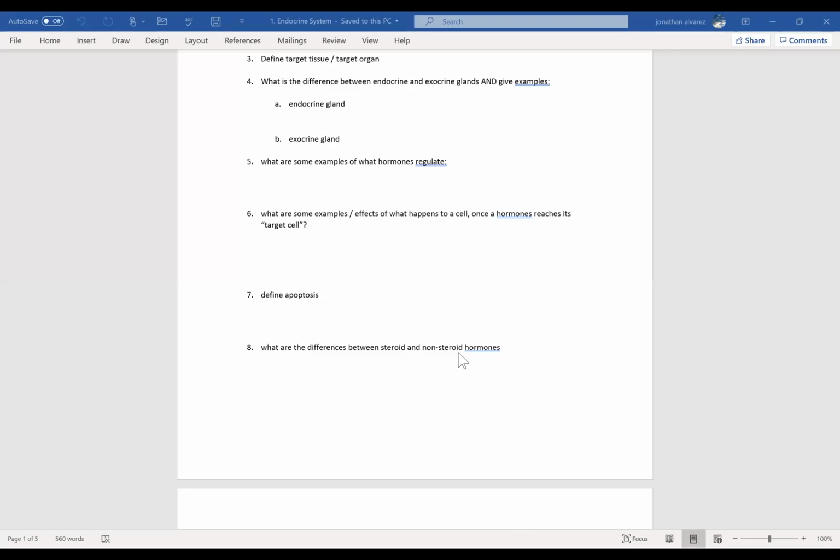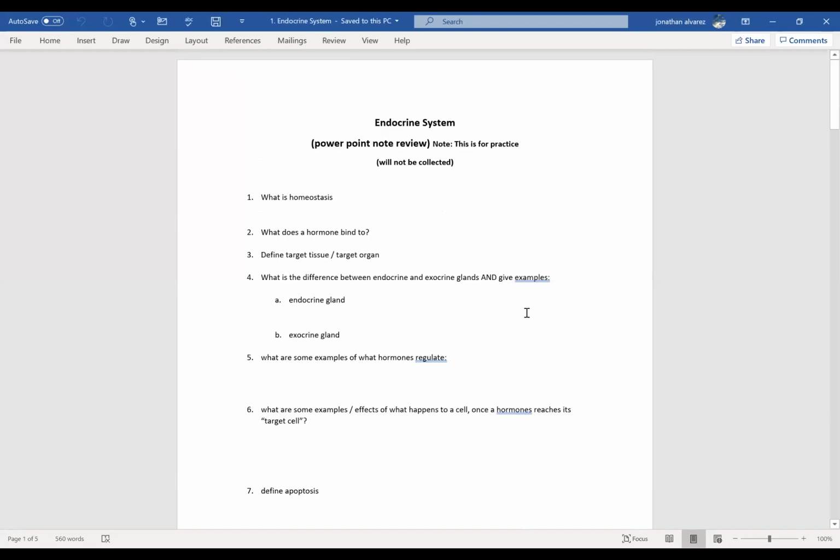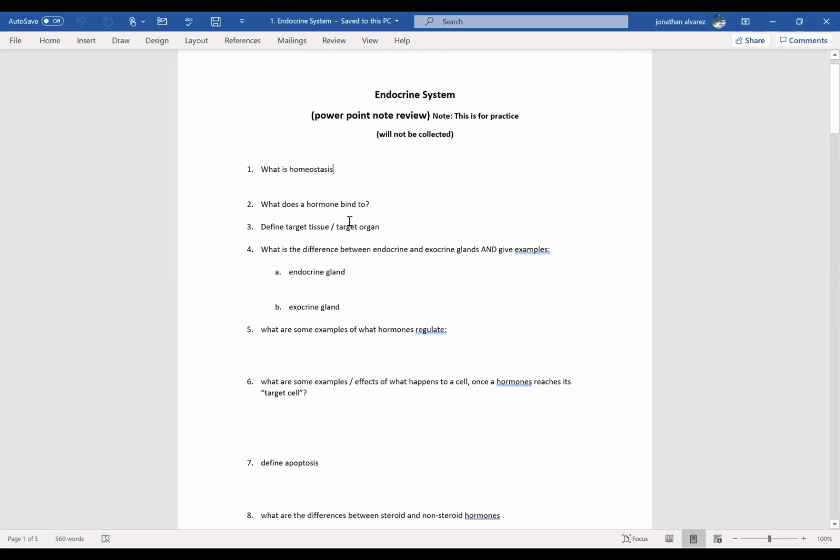Okay. So I'm going to go through the review, and I'm going to try to hit the points that typically give people trouble. I'm not going to go over everything verbatim. For example, being able to define homeostasis is pretty easy, so I don't really need to cover that.